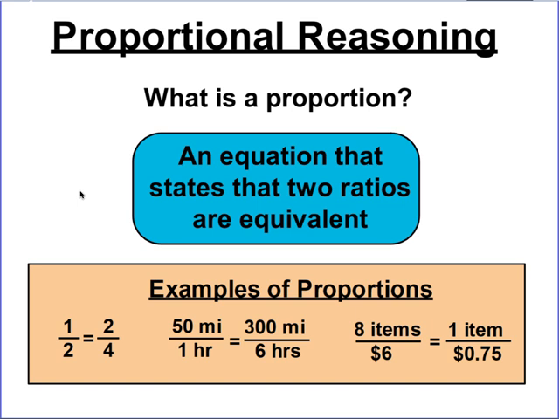A second example of a proportion is 50 miles in 1 hour is equal to 300 miles in 6 hours. If the 50 miles in 1 hour was a constant rate, in 6 hours someone could travel 300 miles. The third one here is a different type of proportion, with money. This shows that if 8 items cost $6, you could get 1 item for 75 cents. So some of you may already know how to calculate that. If not, we're going to teach you how to do that today.